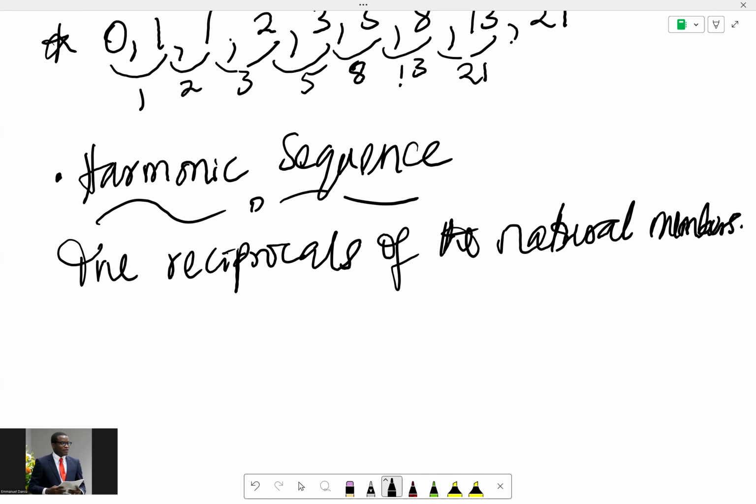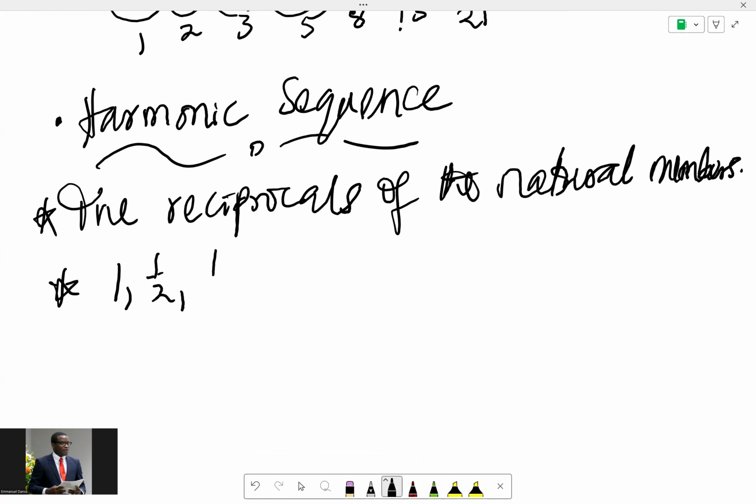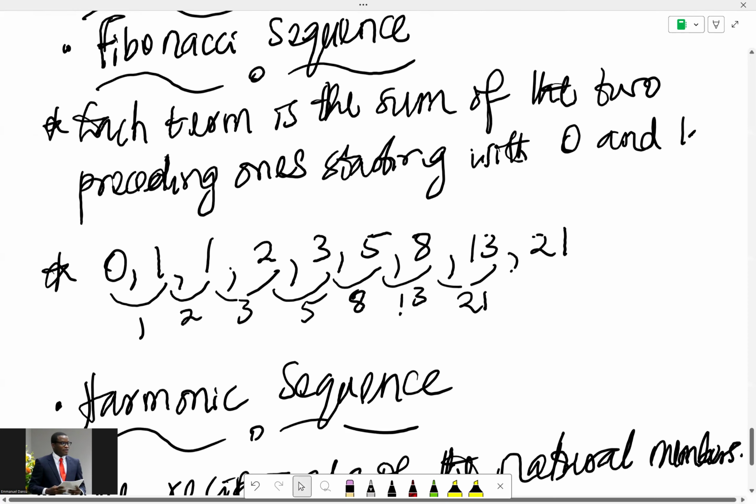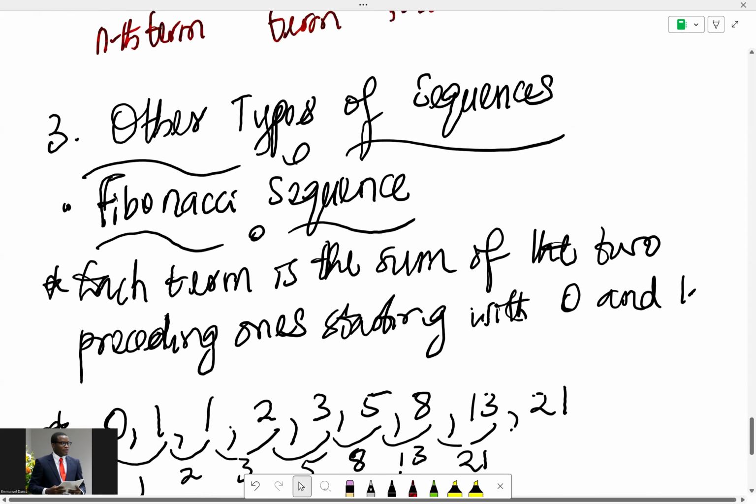That's just straight to the point. So the natural numbers are 1, 2, 3, 4, 5, 6, 7, 8, right? So the harmonic sequence is something like 1 over 1, then 1 over 2, 1 over 3, 1 over 4, 1 over 5, and on till you get to say 1 over n, anywhere you want to go to. So those are two other types of sequence. There are many more we can explore, but let's stop with these two for now.